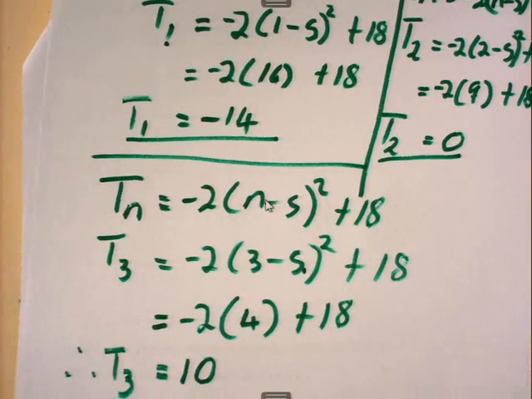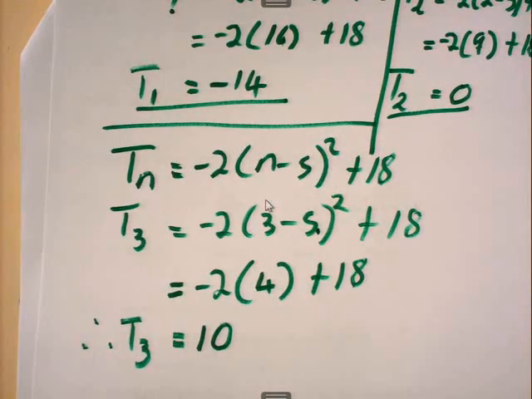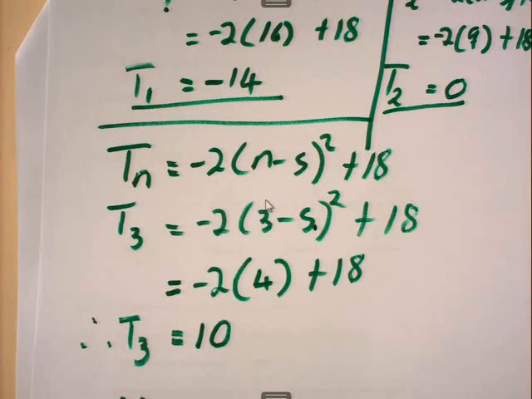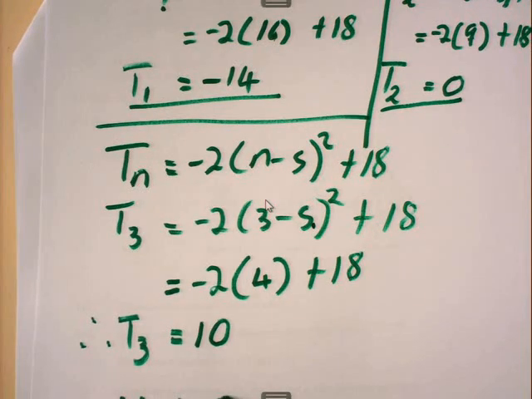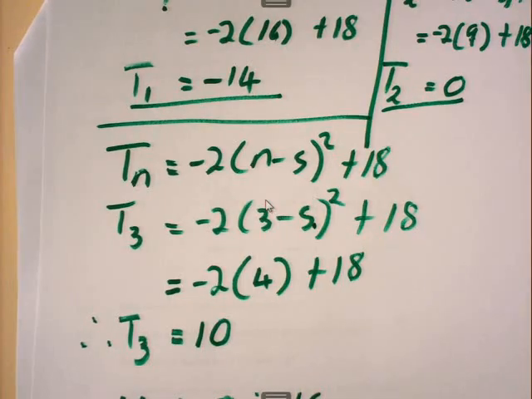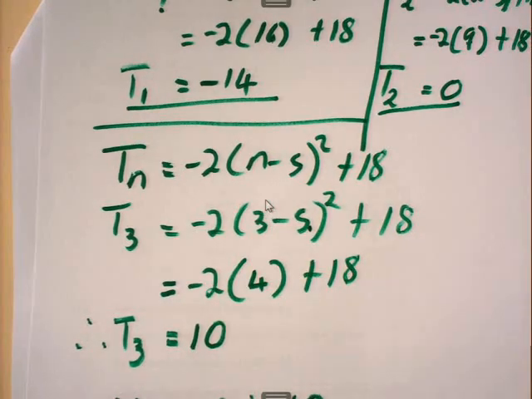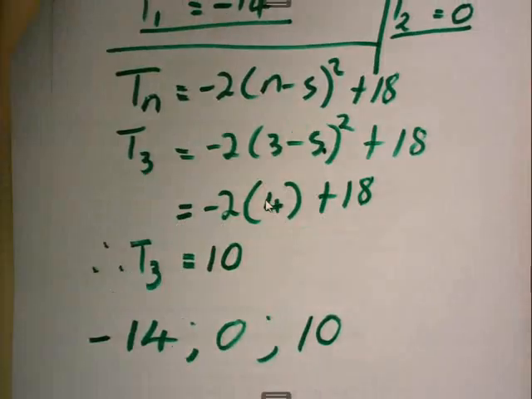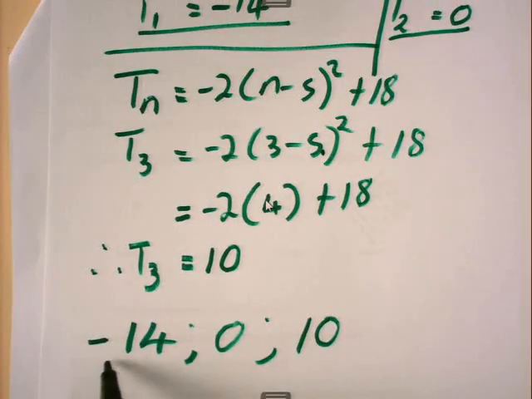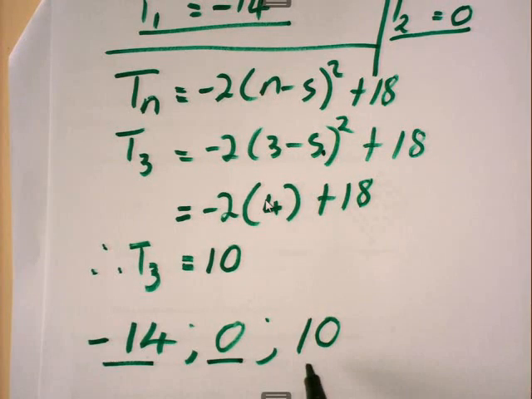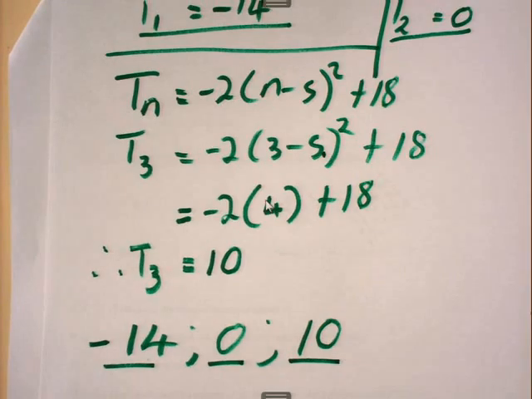So, when answering the question, the first 3 terms are: minus 14 is the first term, 0 is the second term, and the third term is 10. Those are the first 3 terms of the sequence.